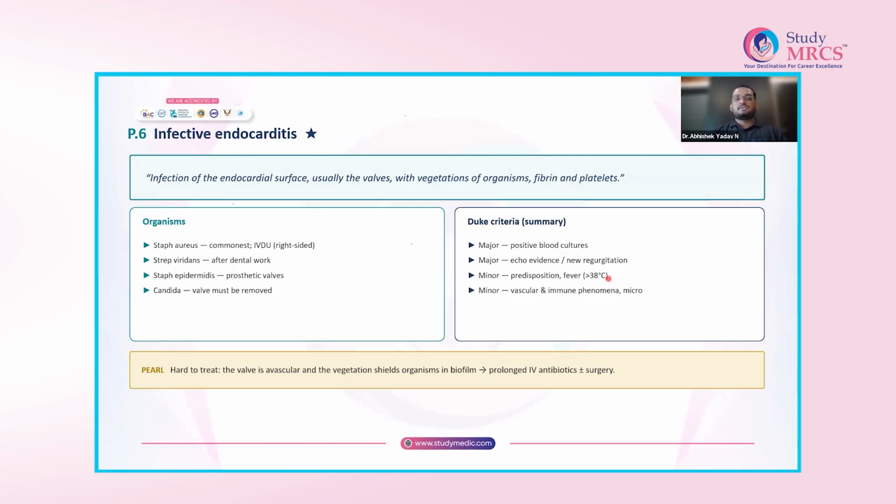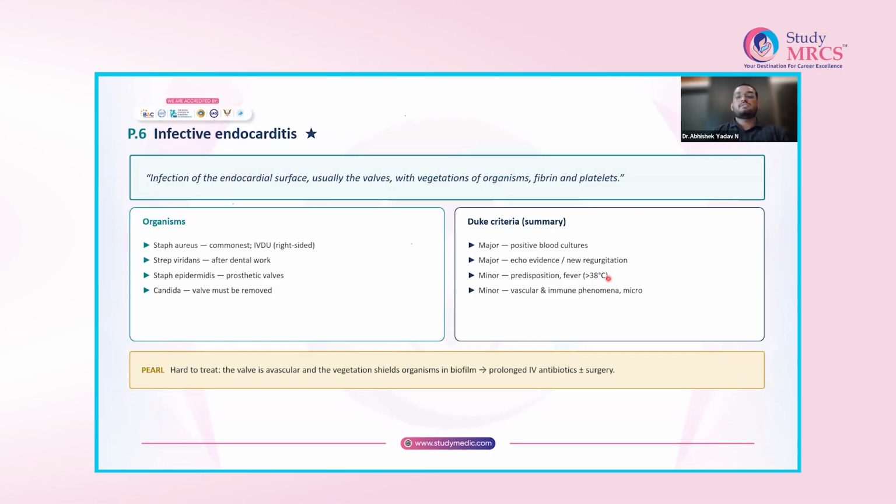Now, what are the organisms which cause infective endocarditis? Most common is Staph aureus. We have something called the HACEK group of organisms: Haemophilus influenzae, Aggregatibacter, Cardiobacterium, Eikenella corrodens, Kingella kingae. Okay, these are the HACEK group of organisms which can cause it. We have Streptococcus viridans after dental work.